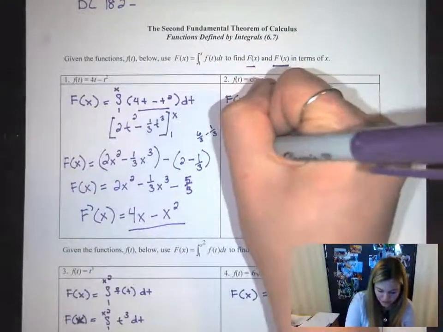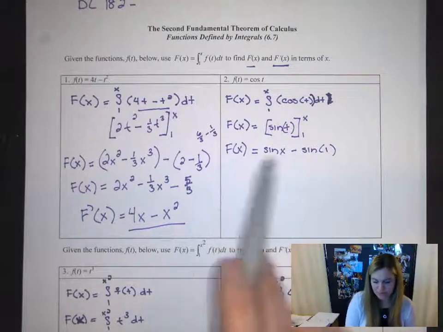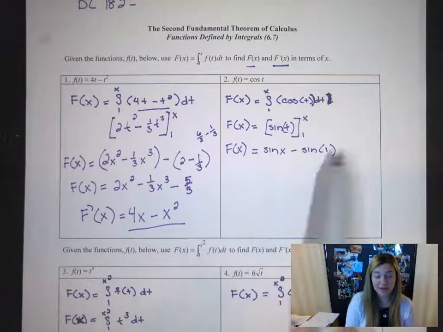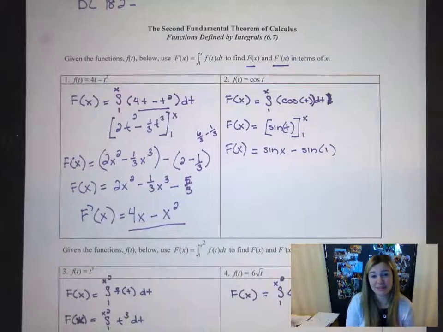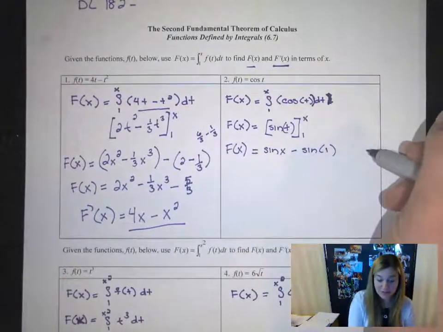Okay, a little bit strange, but do you see how I've got f of x all in terms of x right now? I've got sine of x. Sine of 1 is just some number. I don't know the number because that's not something that I typically evaluate, but it's just some number. So I have f of x in terms of x.